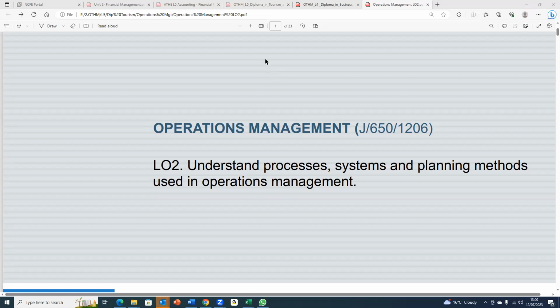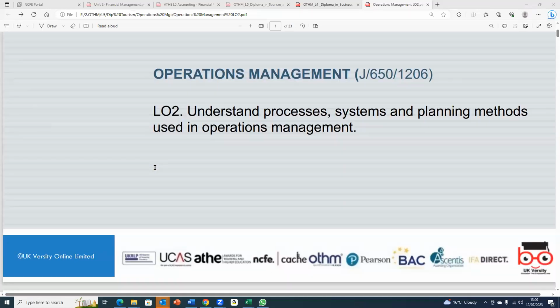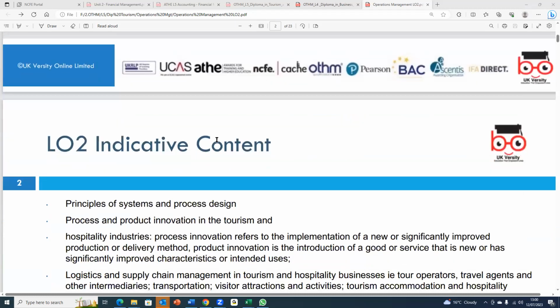Yeah. Okay. Right. What we'll be talking about today is operations management LO2, which is learning outcome number 2, to understand processes, systems, and planning methods used in operations management. Right. Do you know anything about these processes, Thulani? Do you know anything about the systems or planning methods that we use in operations management? Any ideas? No.